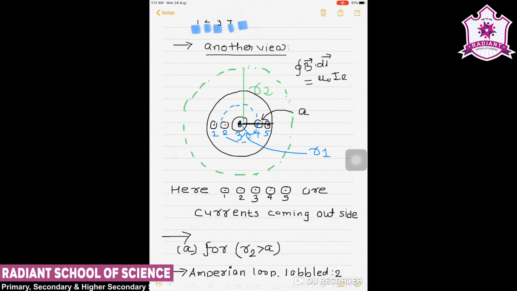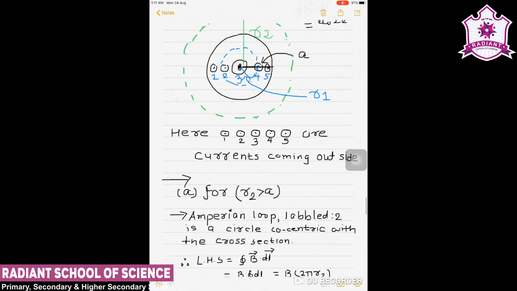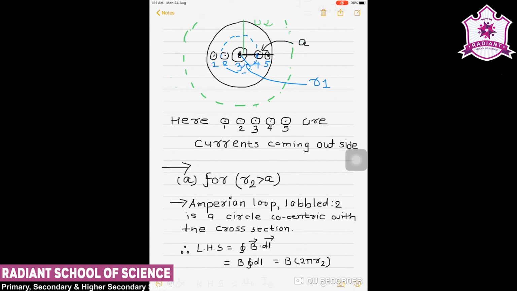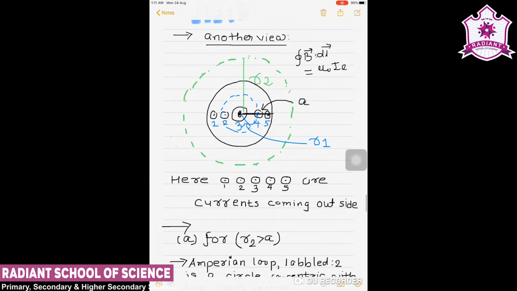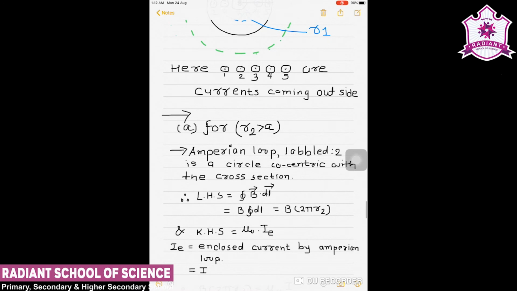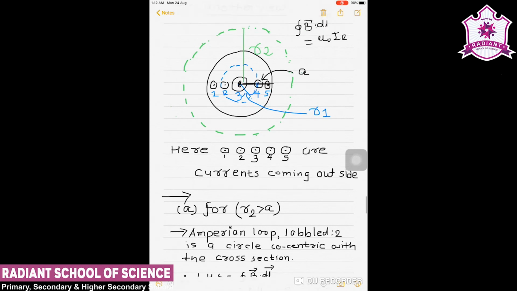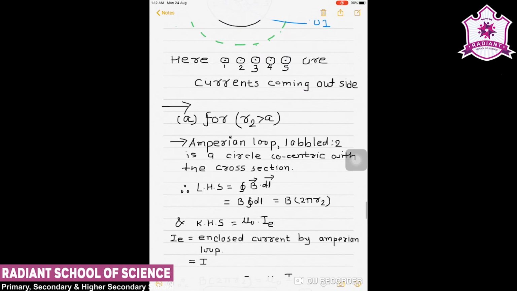Here it is very clear, as in the previous section also we have learned, that the Amperian loop, labeled 2 over here, is a circle concentric with the cross section. So the center of that Amperian loop and the original wire are the same, and that is the concentric part. Now the left hand side, as per Amperian circuital law, is B dot dl.